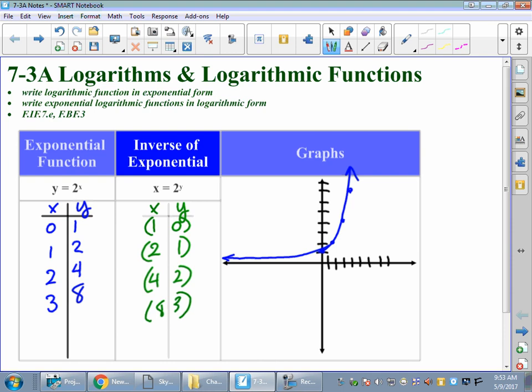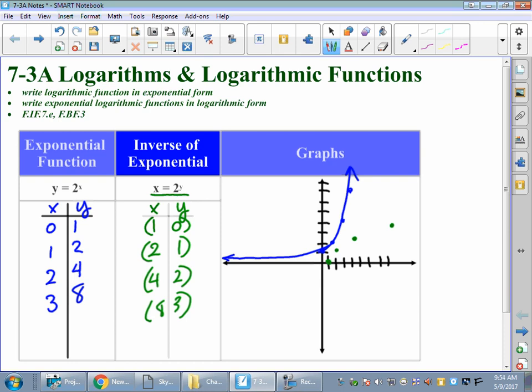I'm taking the original function and flip-flopping the x and the y from the table. It still holds true if I plug the y value of 3 into this inverse function: 2 to the third does in fact give me x as 8. So I'm going to plot these. 1, 0 happens to be now an x-intercept. 2, 1, so I'm going to go over 2, up 1, over 4, up 2, and then over 8, up 3. So you can see how we're moving over more than we were moving up.